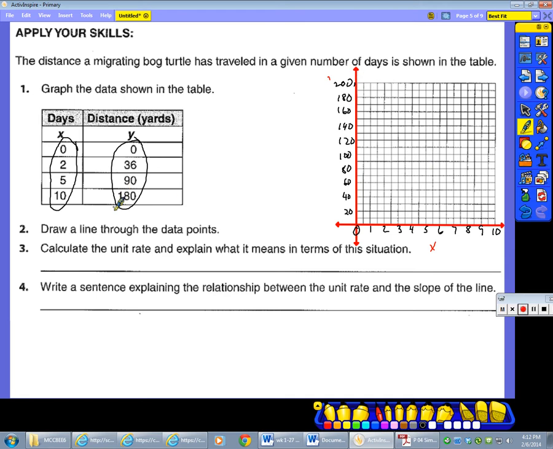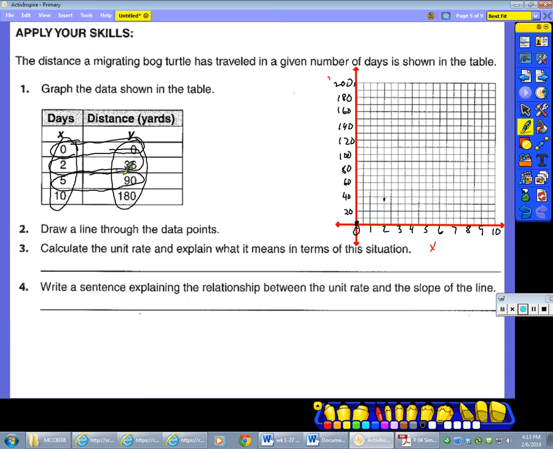So now I'm going to plot these points. So I'm going to plot 0, 0. Well, that's easy. That's right here. 0, 0. Okay, it's at the origin. And then 2 days and 36 distance. So I'm going to go to 2 days, and I'm going to go up to 36. So this is 40, so 36 would be just a little lower. About somewhere around right there, okay, if I'm going to guesstimate it.